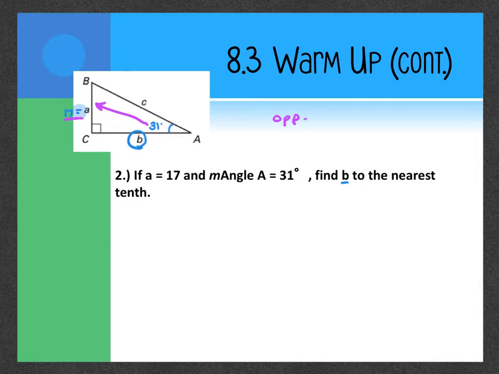What about the B? Adjacent, right? So this would be opposite and this would be adjacent. So which of my trig functions has opposite and adjacent in it? Tangent. Tangent of the angle, which in this case is A, would equal the side opposite it over the side adjacent to it. So the tangent of 31 degrees would be opposite, which is 17, over adjacent, which is B.